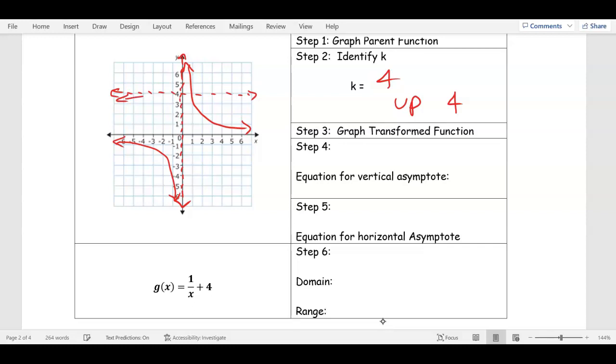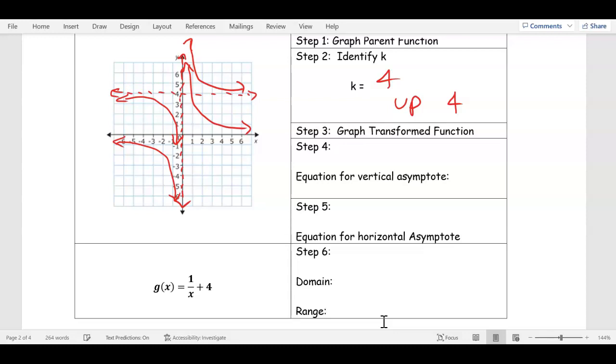Here we go. There's that. And there's that. So look at what I'm pointing at. Here's the original. Here's the new one. Just shift it up 4. Cool. Everyone's drawing that?